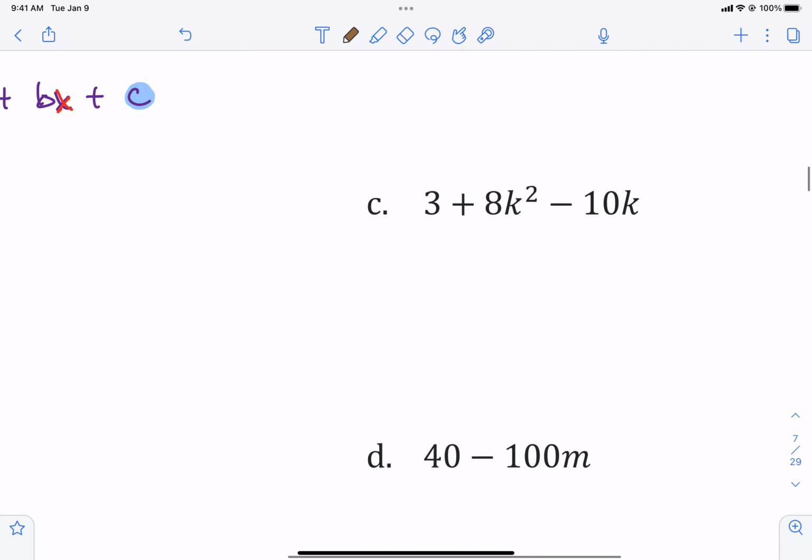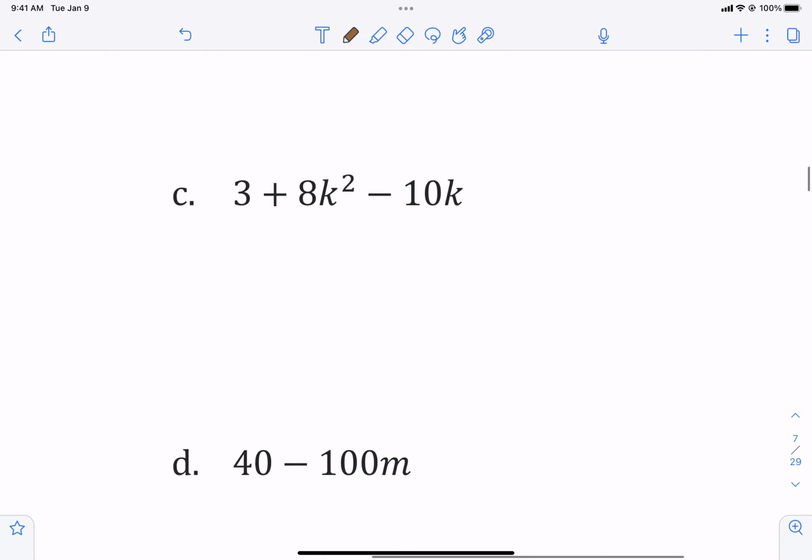Let's go over to problem C. I know I'm doing these a little out of order. I wonder if you can tell me what's wrong with this one. Hopefully you're noticing that this one's a little bit out of order.